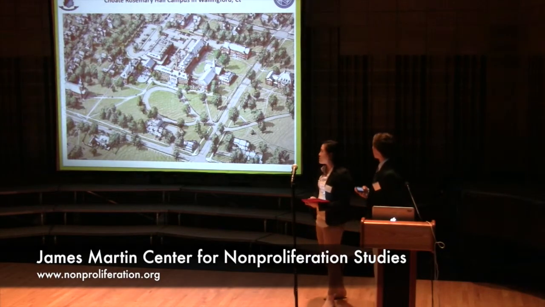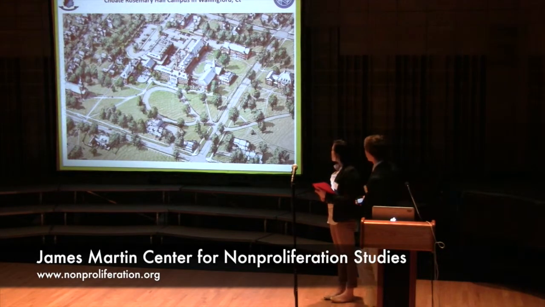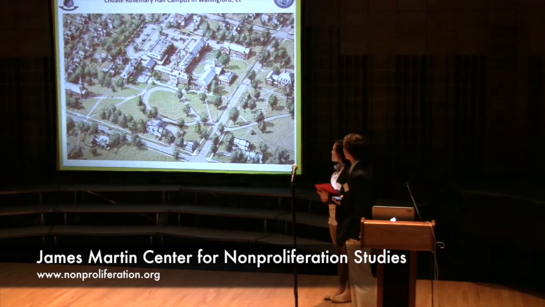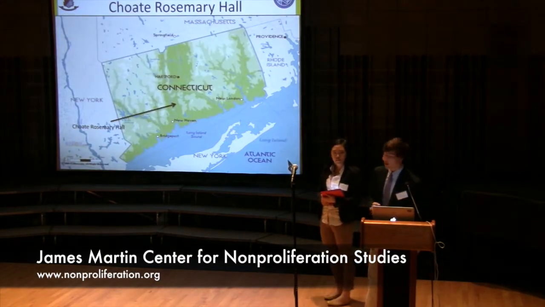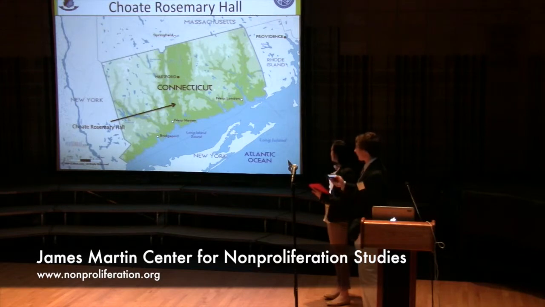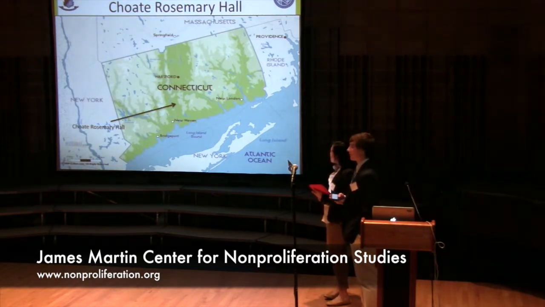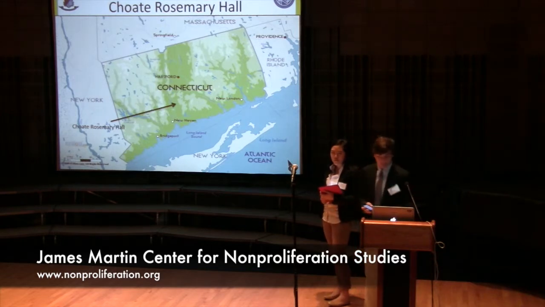So we're from Choate Rosemary Hall. This is the main campus. The school is about 850 students from all over the world, about 75% boarding and 25% day students. It's located in Wallingford, Connecticut, or central Connecticut, in between New York and Boston, and has a population of about 50,000 people.